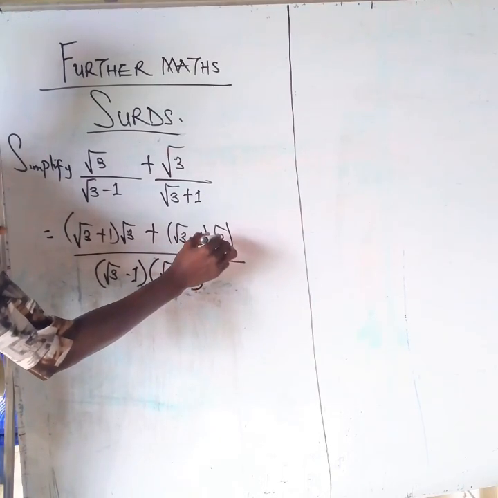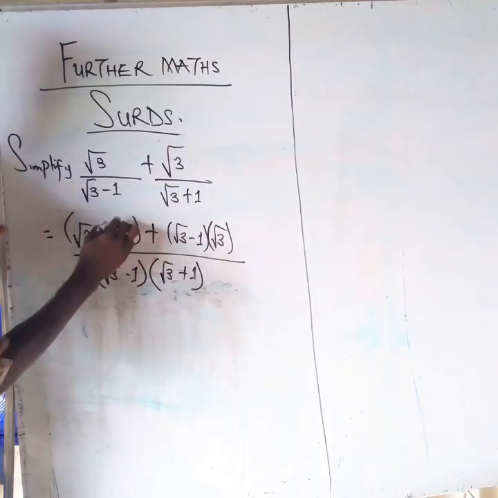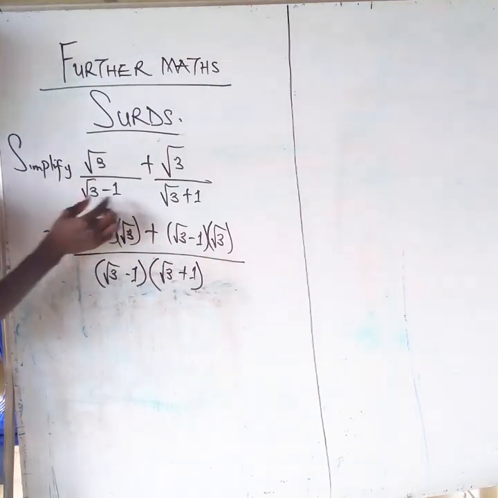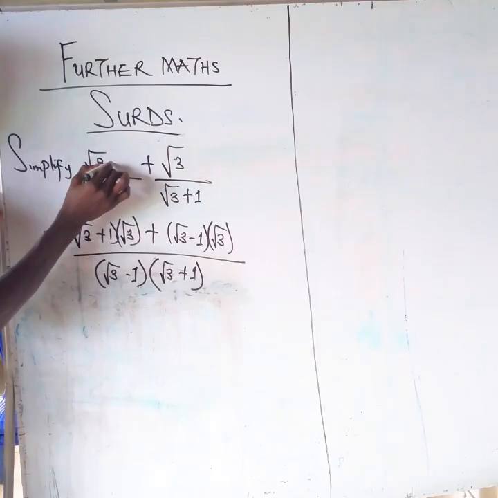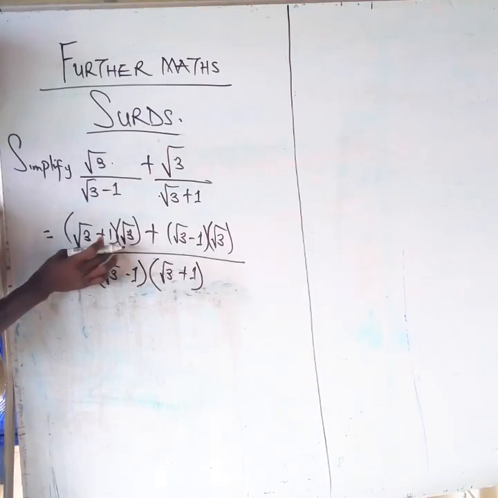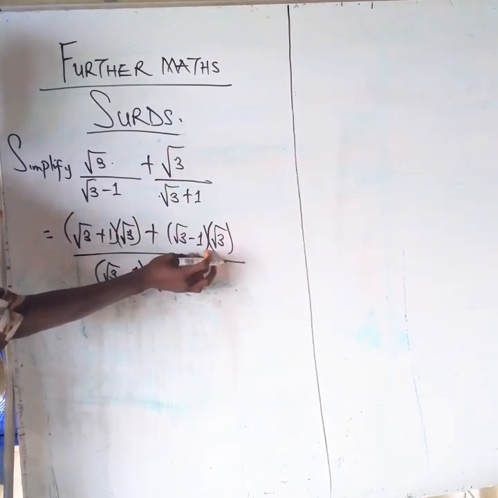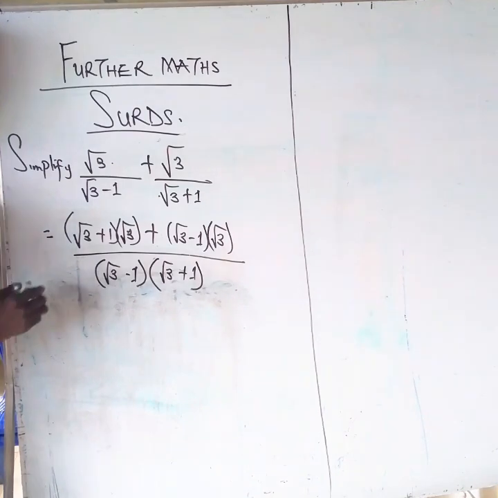Now another way to do this is by multiplying this by this. You have this, then you use this to multiply this. You have this. Use this to multiply this. You have this. This is also another easiest way to do it.